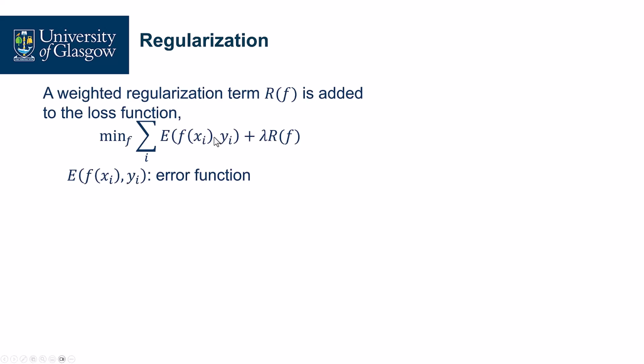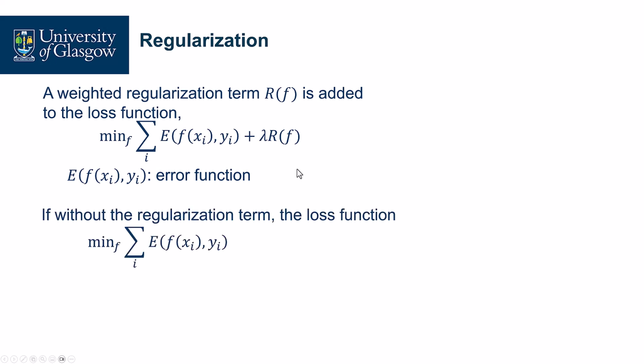We can see, often we minimize the error function as a loss, but here we add a weighted regularization term. We call this the regularization term, and with a weight we call lambda. Now we optimize this penalized function. If we don't use this term, we just optimize the error function as we used to do.